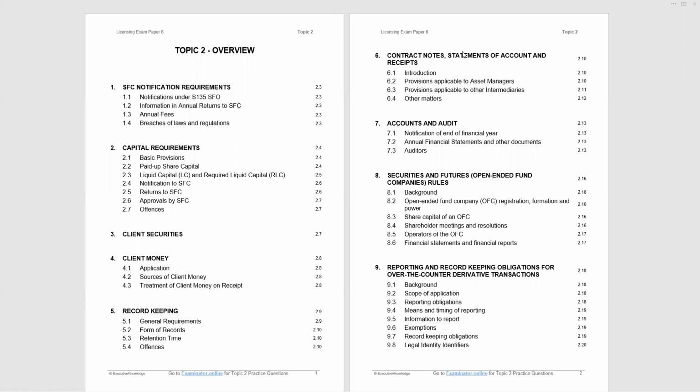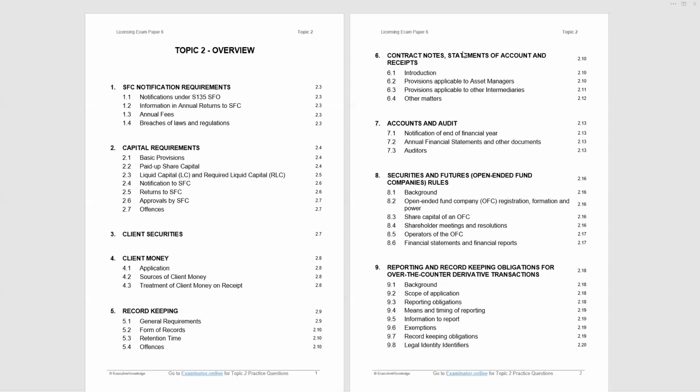We'll then look in section 7 at accounts and audit, rarely examined, to be honest. And then section 8. Now, I will pay particular attention to section 8. Open-ended fund companies are a relatively recent concept in Hong Kong, but they are actively examining open-ended fund companies. So I will make sure that I give this a fair bit of coverage.